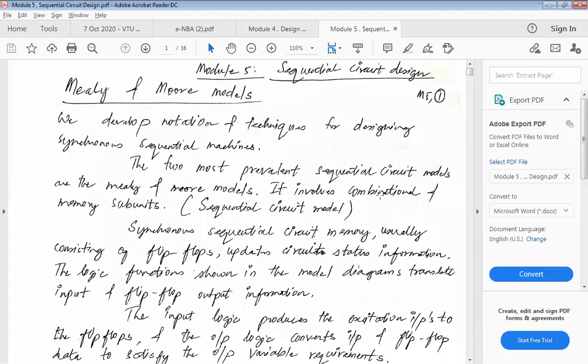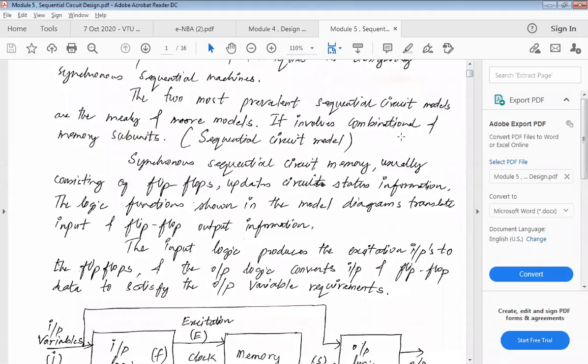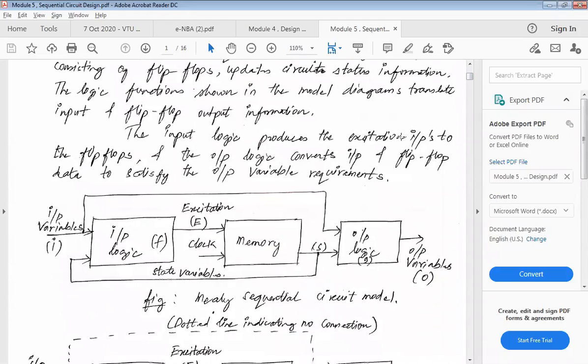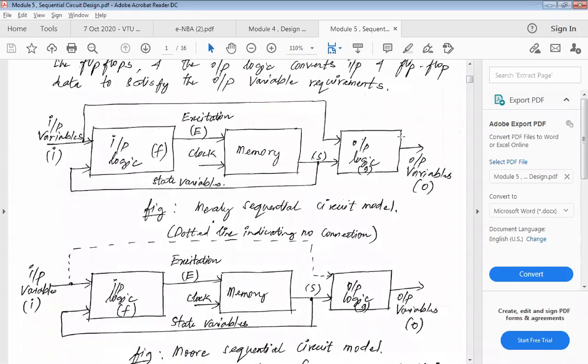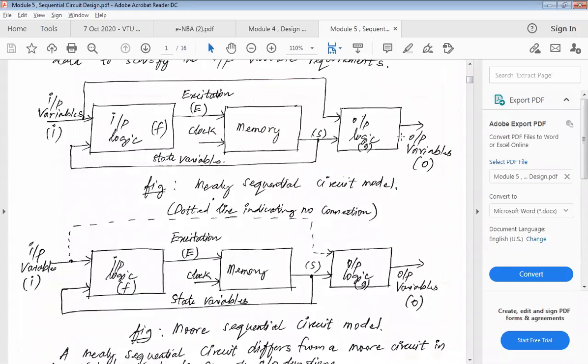The first topic that we will be discussing is about Moore and Mealy machines. We have seen this actually in our previous classes, just that we have to revisit them.